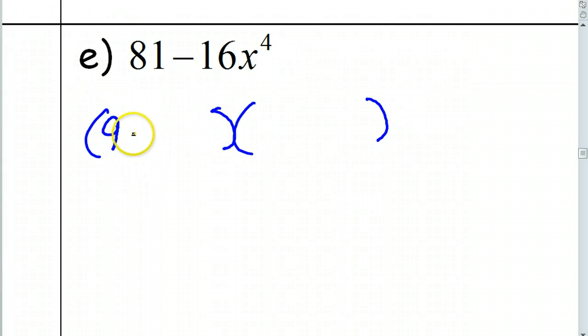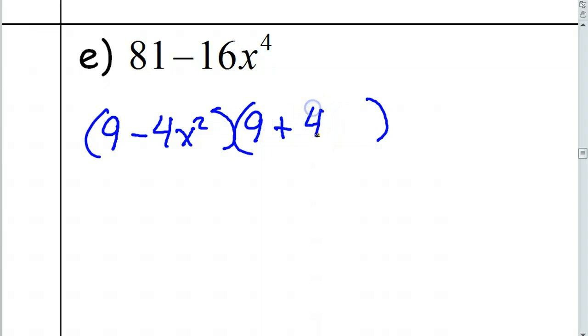9 minus 4x squared and 9 plus 4x squared. Now, more than 3 people got this far, okay? But this is not the final answer. Why is this not the final answer? It's kind of like a problem we did earlier. Why? The first one isn't prime. The first one is not prime.